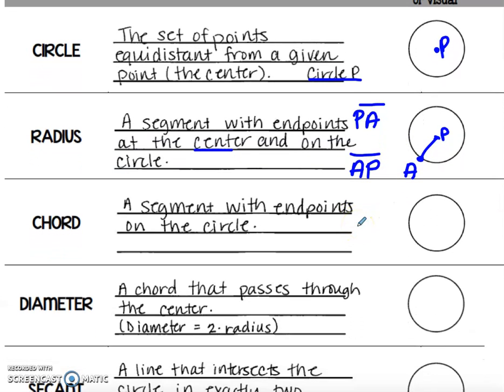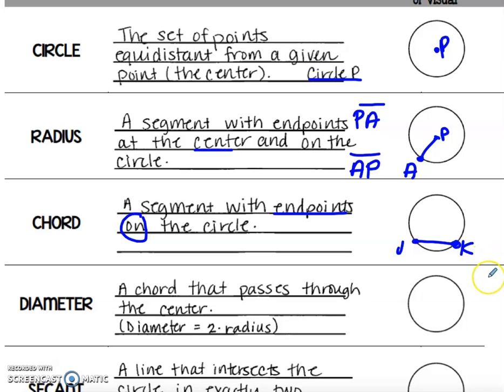All right, a chord is a little different. It's going to have a segment with your endpoints on the circle. So both of the endpoints are on the circle. So you can start off down here, go straight across, down here. So it does not go to the center at all. So pick your favorite two letters. Mine are going to be JK.